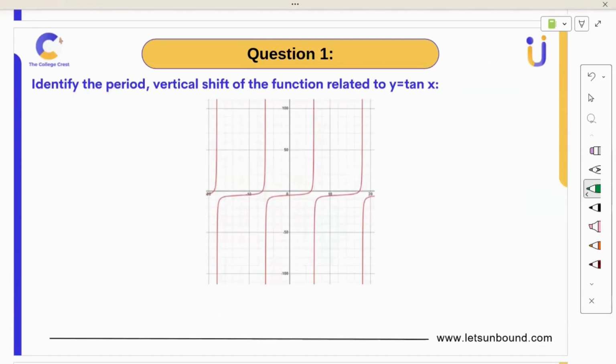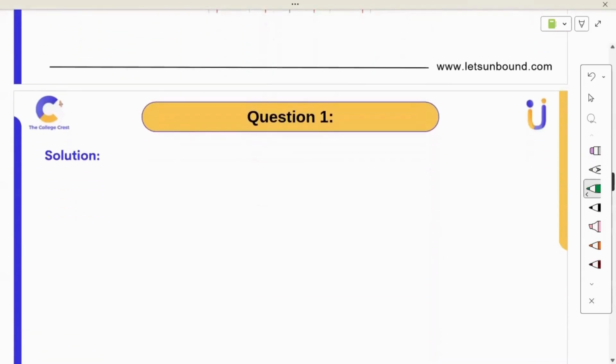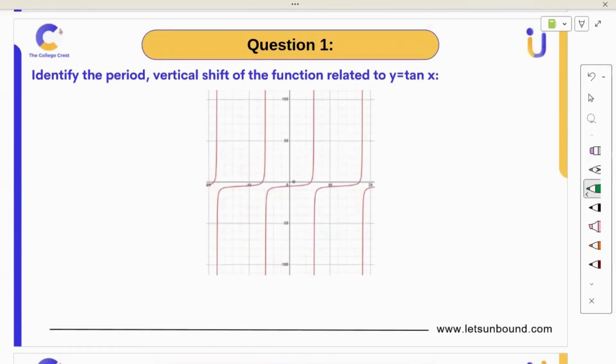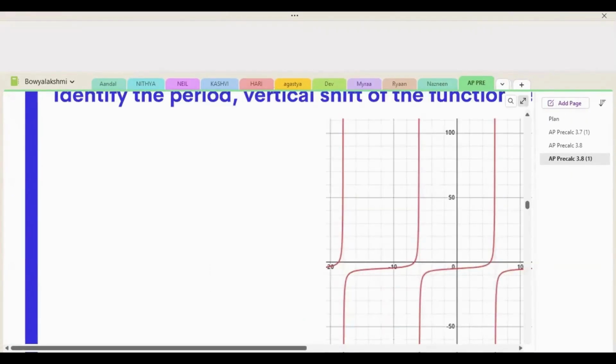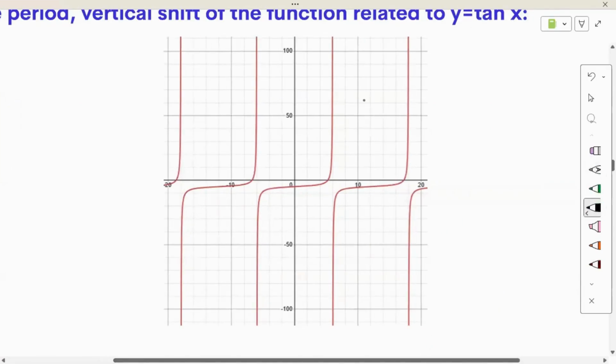Identify the period and vertical shift of the function related to y equals tan x. So for y equals tan x, I know the period is pi. But what is the period of this? It's quite simple. Let me zoom this. So when you see here, I hope it's clear now. Just find the difference between two asymptotes. Every box is scaled to 2 units.